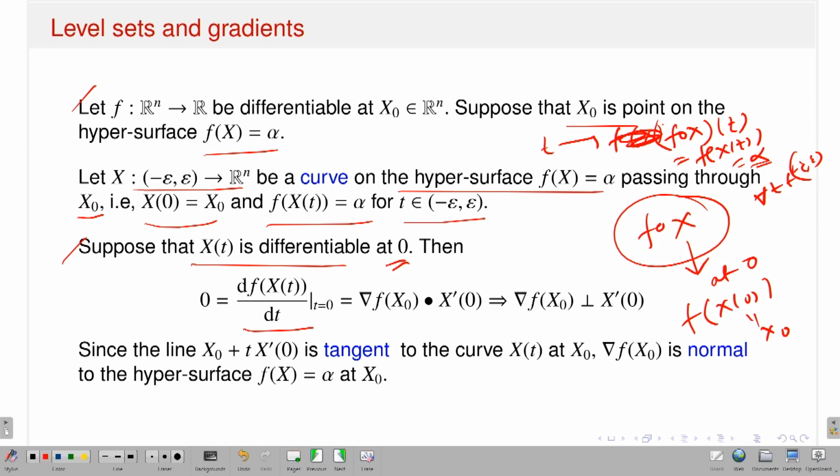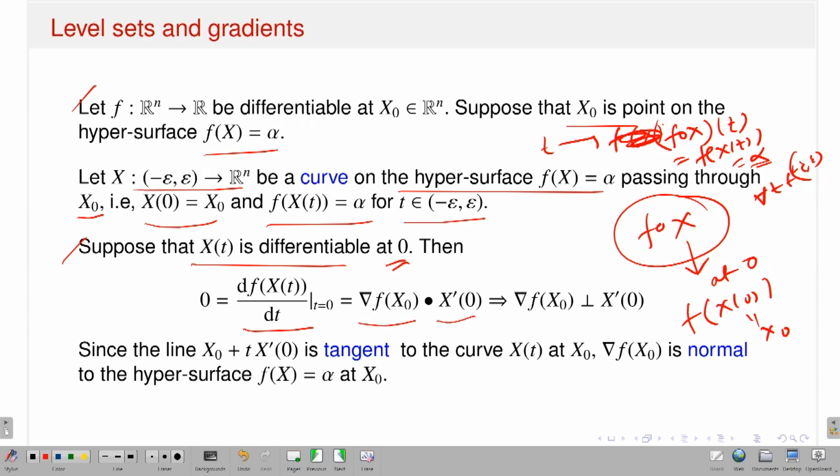It is because it is a constant function, since I am in the hypersurface. But the derivative of the composition I can write in terms of the derivative of small f and the derivative of capital X, that is by chain rule. And what is that? I already discussed. This is nothing but the gradient of f at x naught dot product with the derivative of capital X at 0, that we know by chain rule.